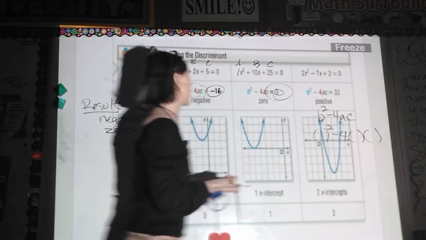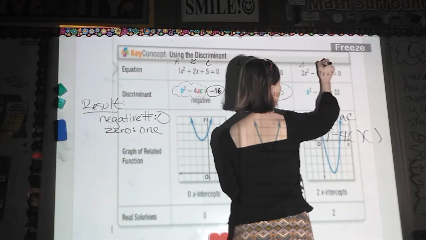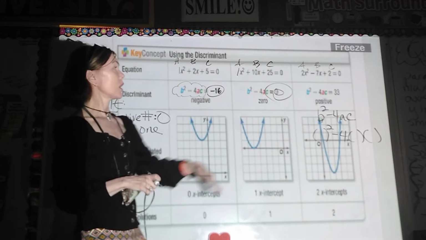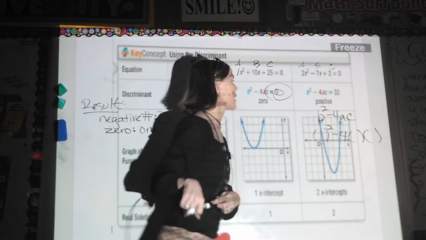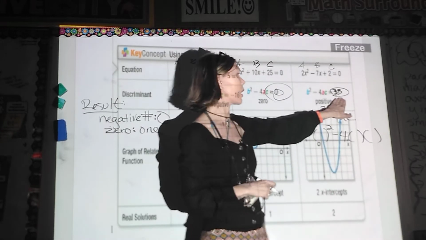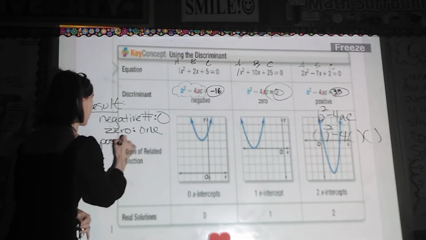Okay, here's our last example. So our A value is greater than 1. That's our A, that's our B, and that's our C. Okay? So you take the B, the A, and the C, put it in, do the math, and what did we get? We got a positive number. Okay, so in your results, everyone write positive.